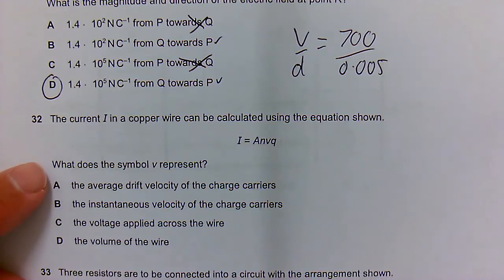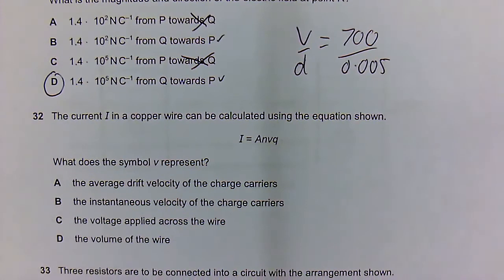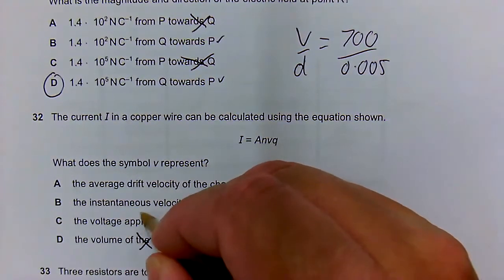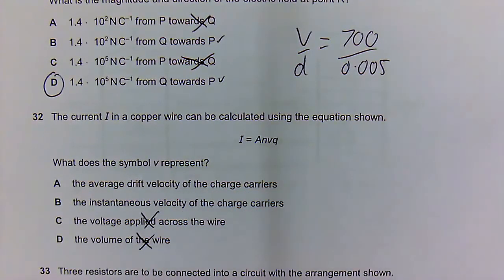The current in copper wire is given there. What does the symbol V represent? Now it's a velocity, we know that. So it's not voltage, it's not volume, okay?